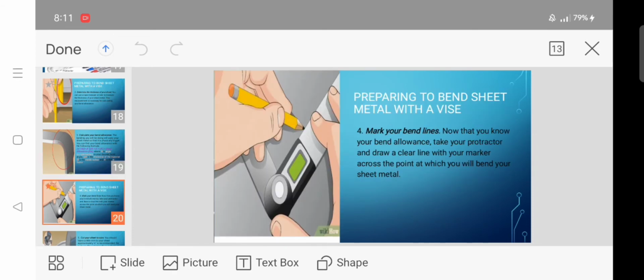Preparing to bend sheet metal with a vise. First is mark your bend lines. Now that you know your bend allowance, take your protractor and draw a clear line with your marker across the point at which you will bend your sheet metal.